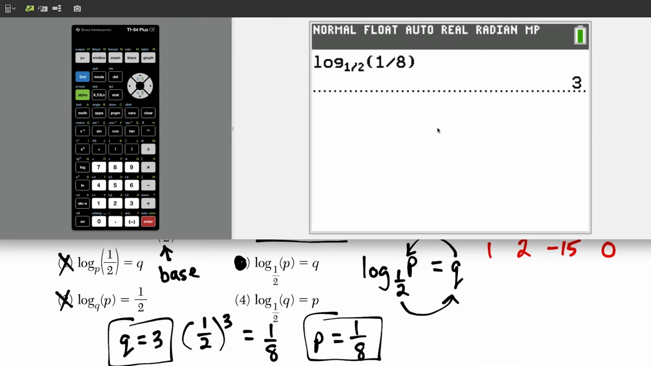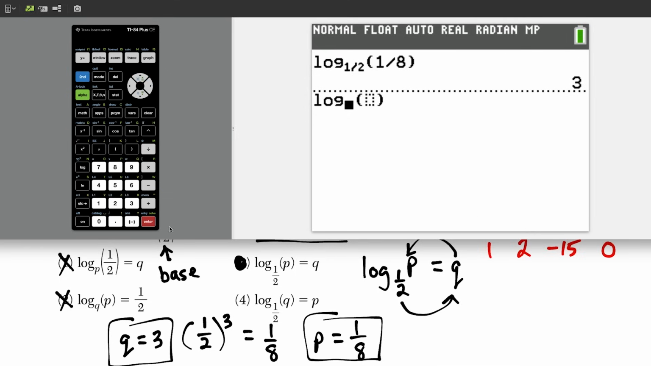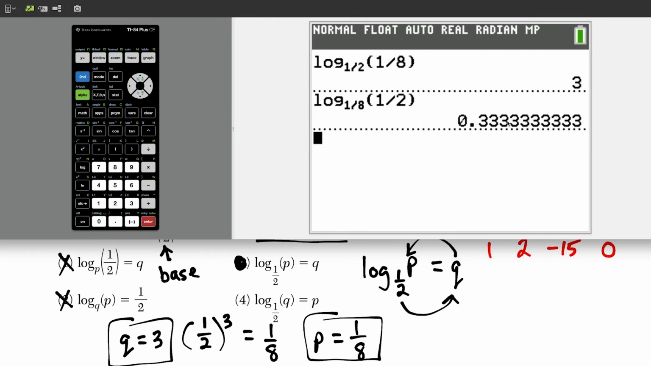Now, if I were to plug into the other answer choices, let's say choice 1, no good. I press math, I go up to log base, and I replace the base here, p, with 1/8. And then inside the log, we have 1/2. And let's see what we get here. So we get 0.33333, which would tell us the value of q should be 1/3, but it's not. q is equal to 3.